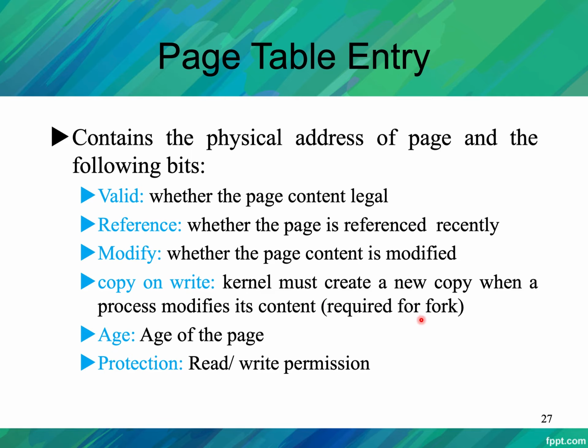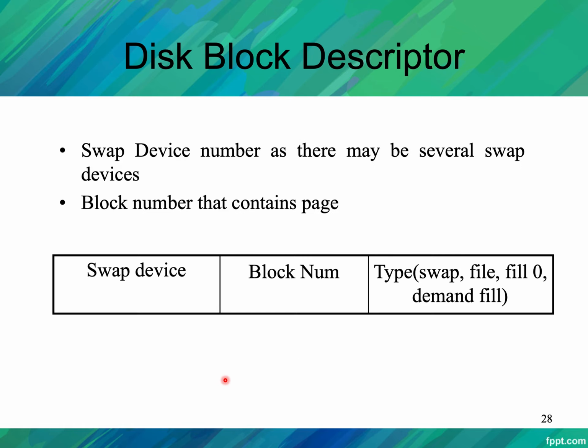Whenever we are executing a fork system call, the parent data may not be copied to the child, but it will just increment the region reference count. So in some cases, if it is marked as copy on write, whenever we make a modification, a new copy has to be created. That is the copy on write bit. Then the age of the page, how long it has not been referenced inside the primary memory, and the protection bit, which is the read and write permission.